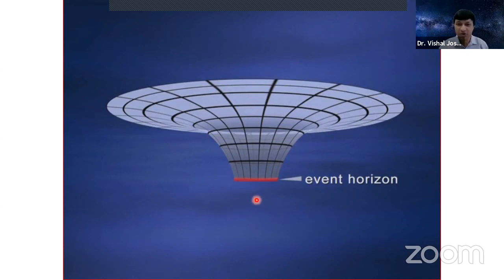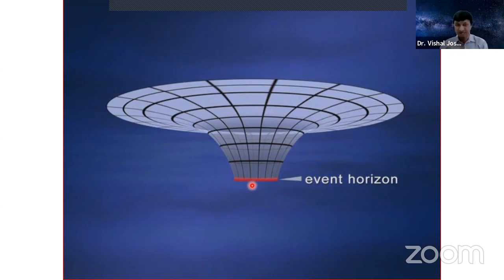The information cannot reach you standing in the outer universe, and that's why this limit is called the event horizon. So this is the horizon below which we cannot see. Any event below this horizon we cannot see. So the black holes are actually a patch in the universe. It's a spot, or it's a hole in the universe.